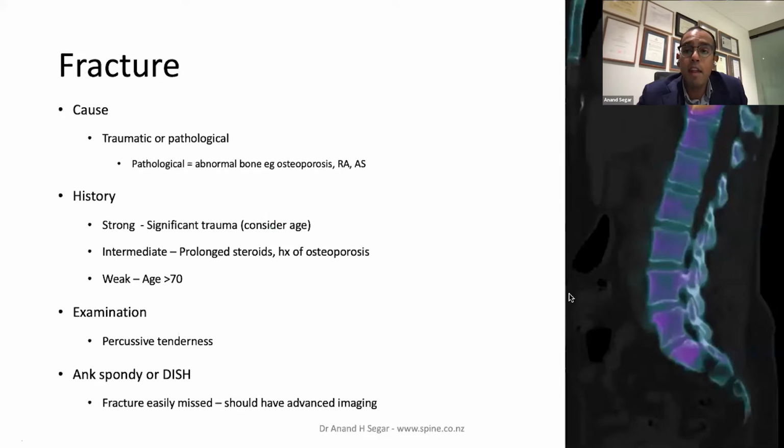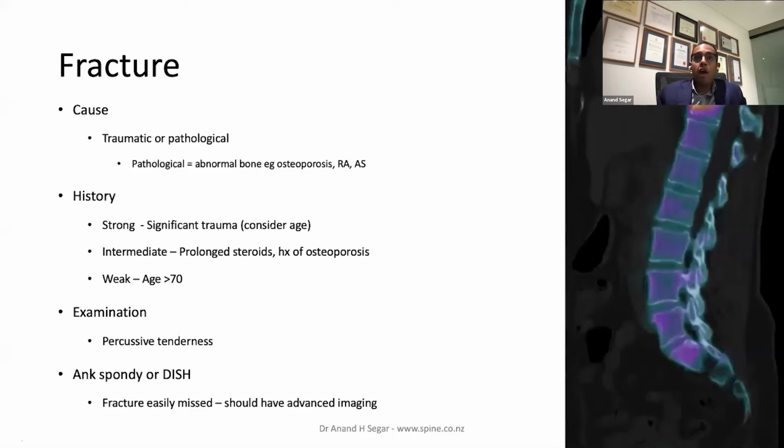So fracture, this is a CT scan of a thoracic compression fracture, a CT SPECT scan. You can see the body is wedged and it's hot and orange. The cause of fracture is either traumatic, so a heavy external force, or pathological. And pathological fracture means abnormal bones. That's osteoporosis, rheumatoid arthritis, or ankylosing spondylitis. So someone that has a significant trauma would make you worry, and that's age appropriate. So a fall from a standing height in a 25-year-old male shouldn't be as worrying as a fall down 2 steps in an 80-year-old female. Prolonged steroids and a history of osteoporosis is also important. And an age greater than 70 by itself, in isolation, shouldn't worry you too much.